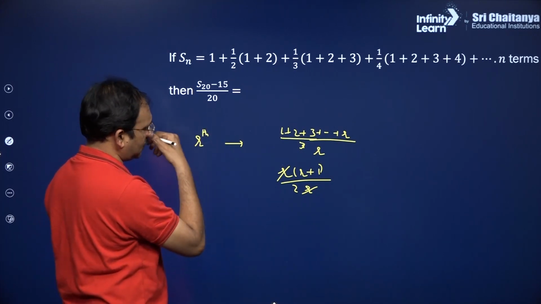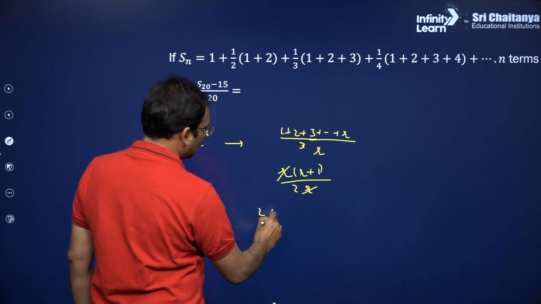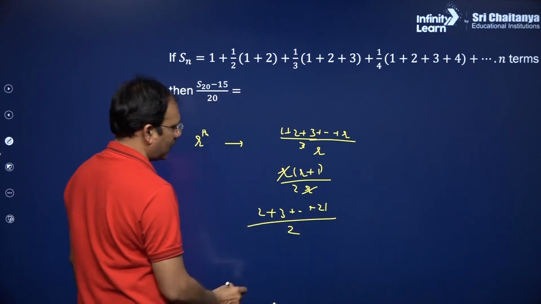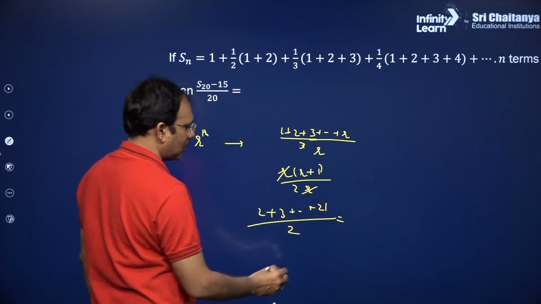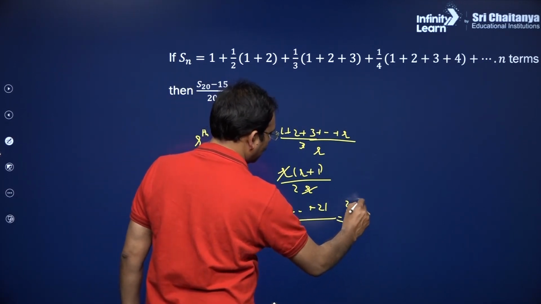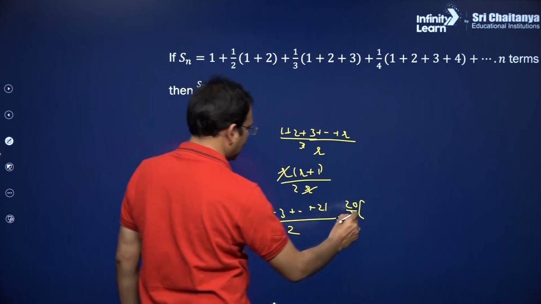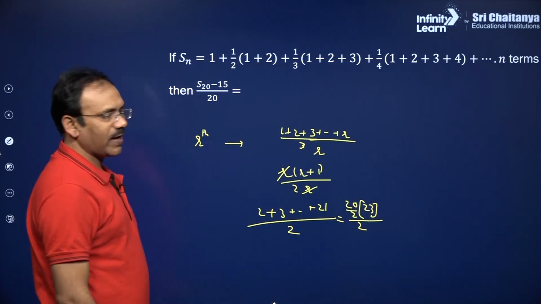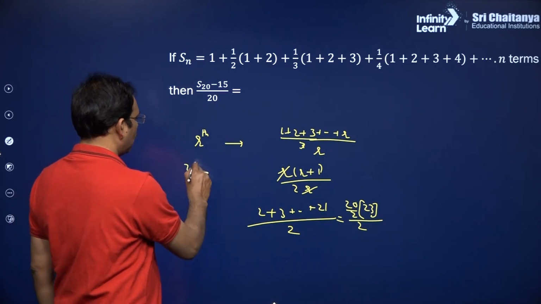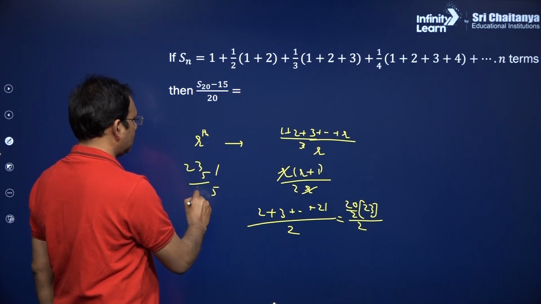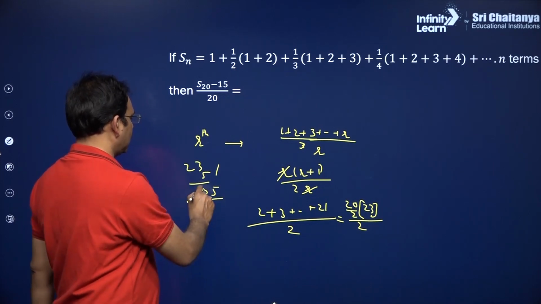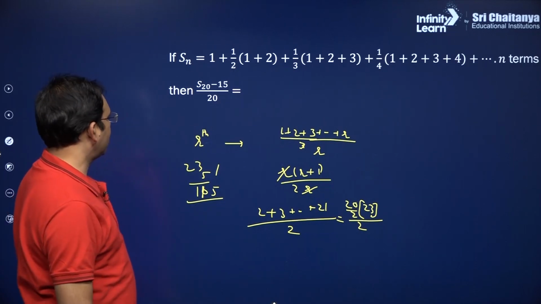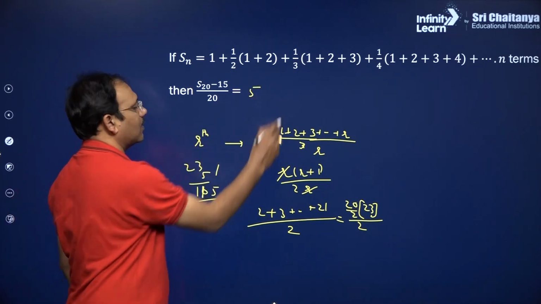Of course, I need S20. S20 means 2 plus 3 plus and so on, up to 21/2, my dear friends. There are 20 terms, so n/2 into first number plus last number, which is 23/2. So, 23 into 5 is going to be 115. 115 minus 15 is 100, by 25, is the answer.